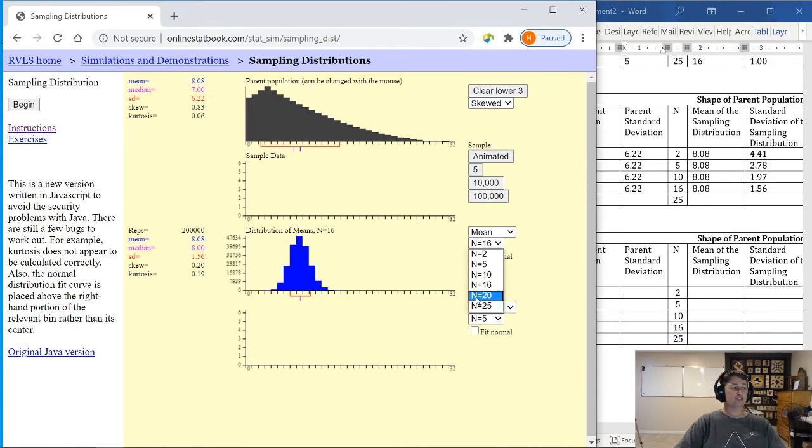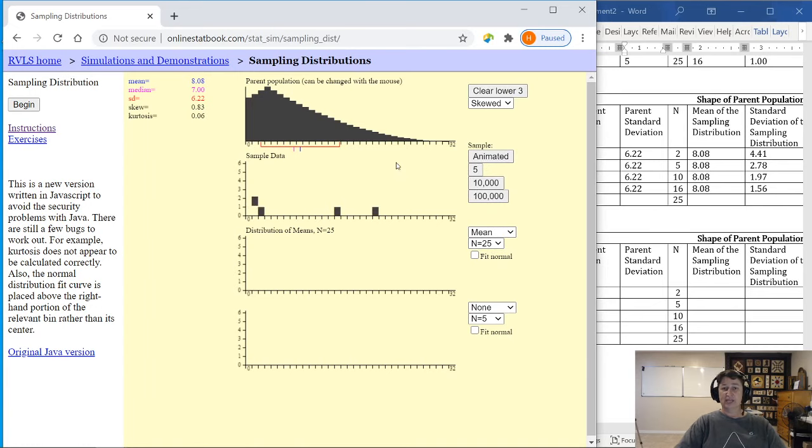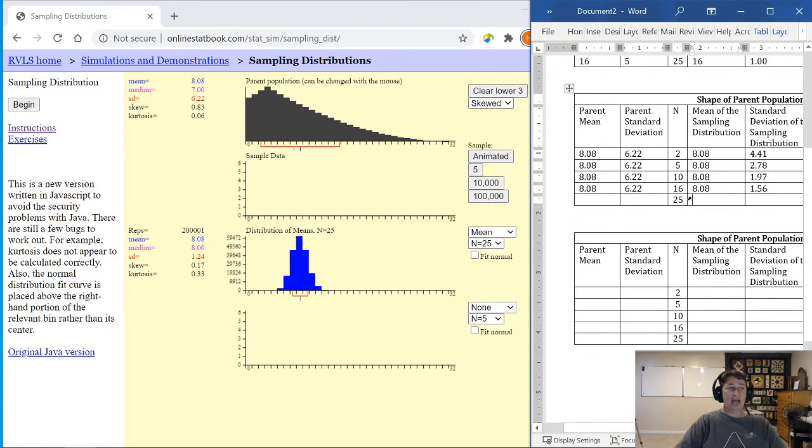One last time with this skewed data, let's do it with a really large sample size of 25, so I'm pulling out 25 different employees and their salaries. I'm going to find the mean of that data and do that over and over again. So there's my sample mean. I'm going to create a new distribution of those sample means, a couple of 100,000 times. And I now have 8.08, and my standard deviation is 1.24. So notice that the shape of that is again very symmetric.